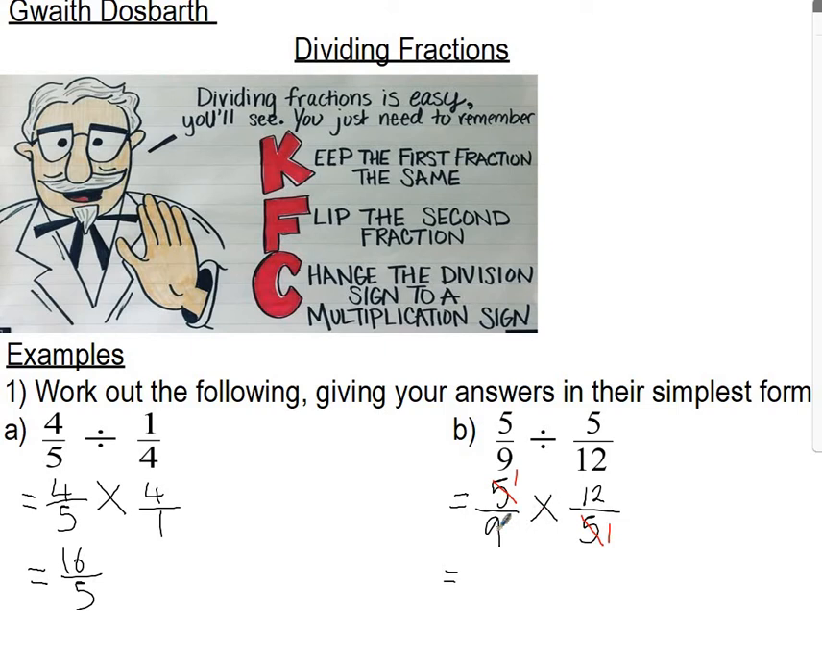Let's look at the next diagonal. Does anything go into 9 and 12? Yes. 3 is the highest common factor of these. So 3 goes into 9 3 times, 3 goes into 12 4 times. Then look at downwards. Can we cancel those at all? No, they are as they are. So what we now have is 1/3 multiplied by 4/1. Then multiply the numerators. 1 times 4 is 4 over 3 times 1, which is 3. And that is the answer in its simplest form.